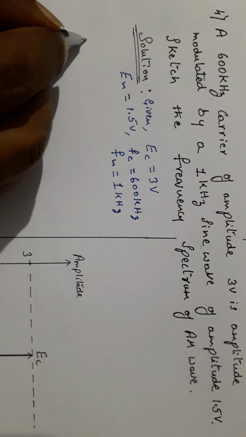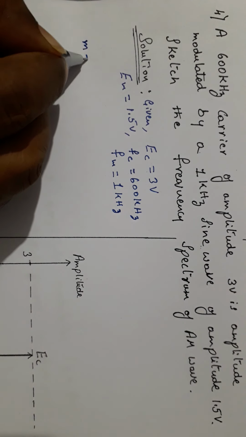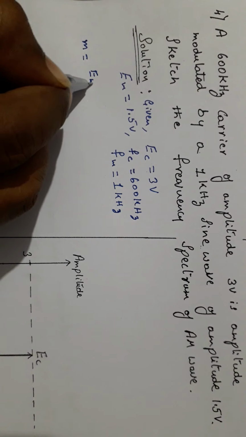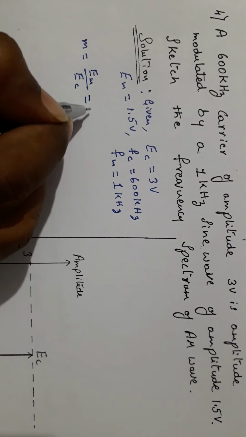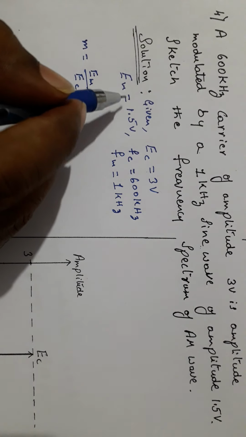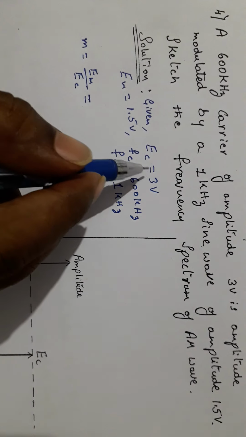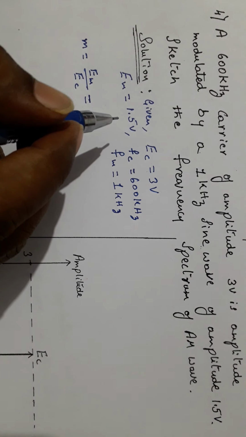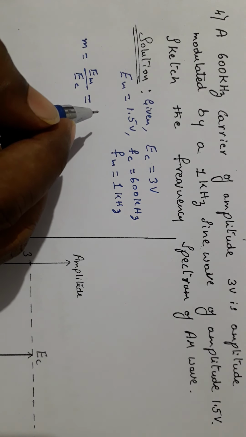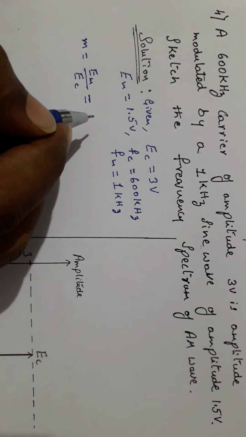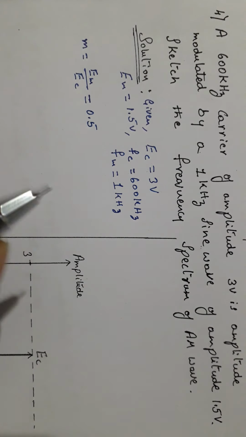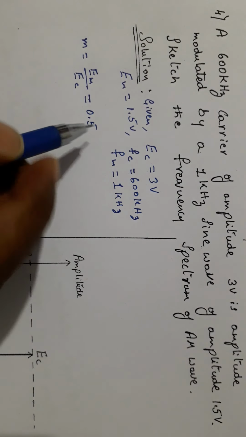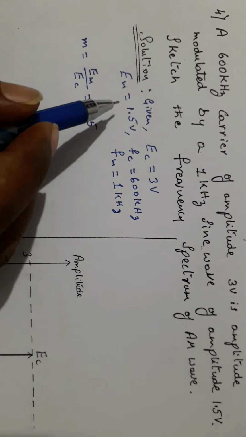We know that the modulation index M equals EM by EC. EM means 1.5, EC means 3 volts. So M equals 1.5 divided by 3, 1 by 2, that equals 0.5.